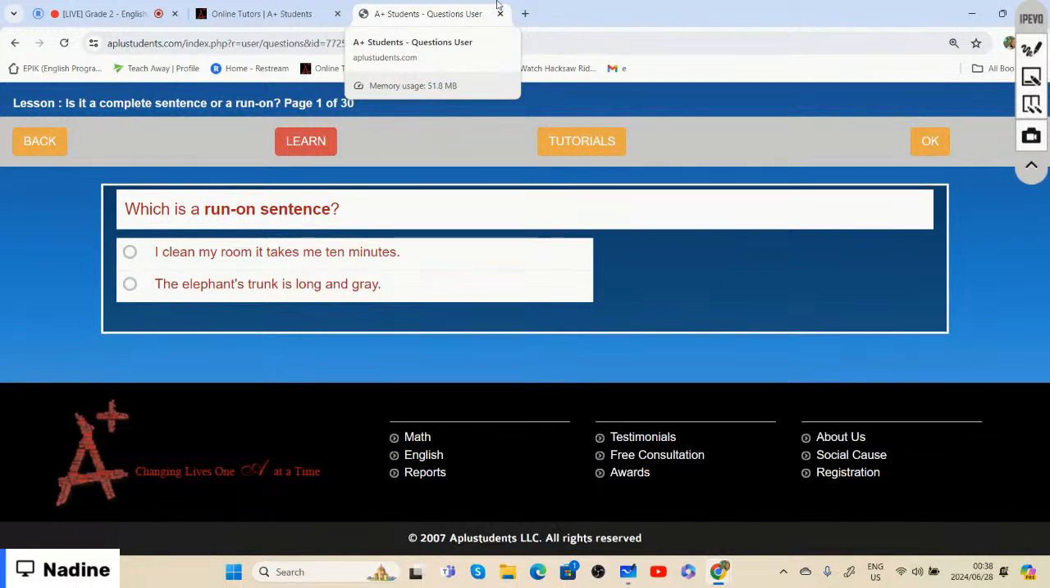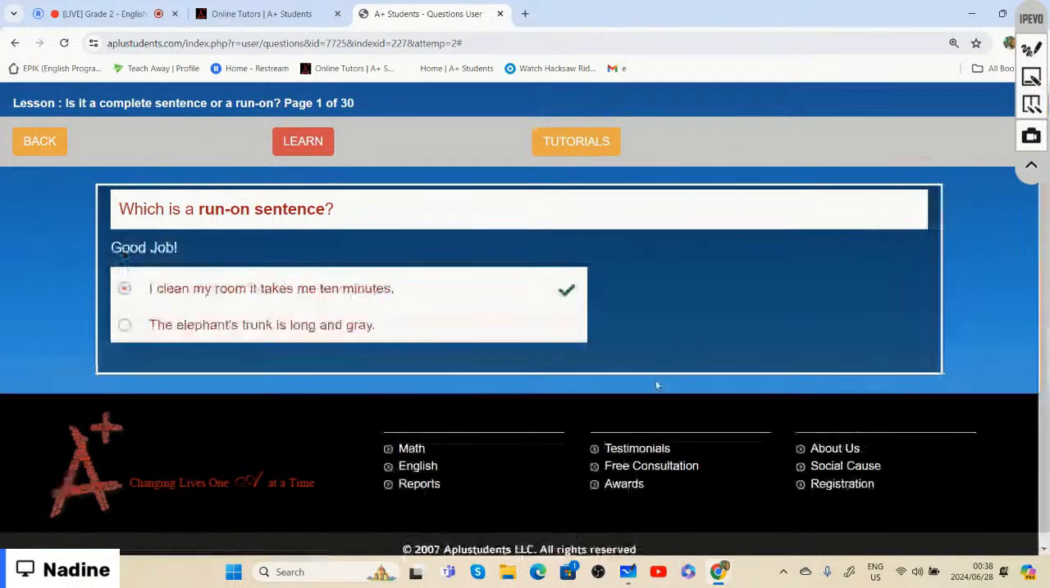So, which one is a run-on sentence? All right, so yes, option one is a run-on sentence, because if we were to separate that sentence, it would be: I clean my room, period. It takes me 10 minutes. So we can separate that one sentence into two sentences. Well done. Option one is correct.